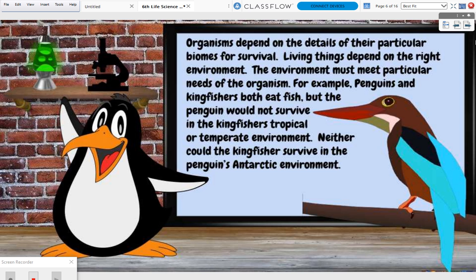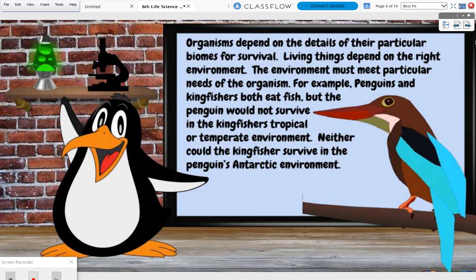So, organisms depend on the details of their particular biomes for survival. Living things depend on the right environment. The environment must meet particular needs of the organism. For example, penguins and kingfishers both eat fish, but the penguin would not survive in the kingfisher's tropical or temperate environment. Neither could the kingfisher survive in the penguin's Antarctic environment.